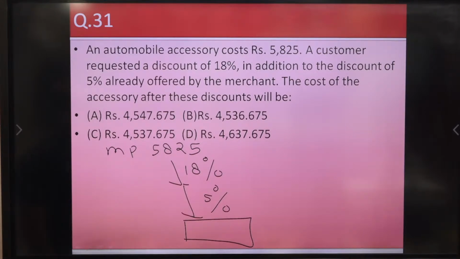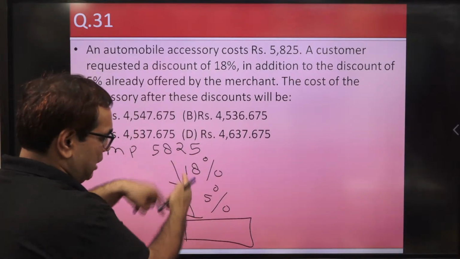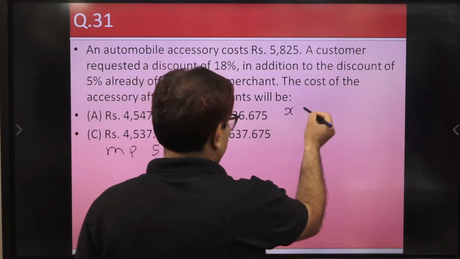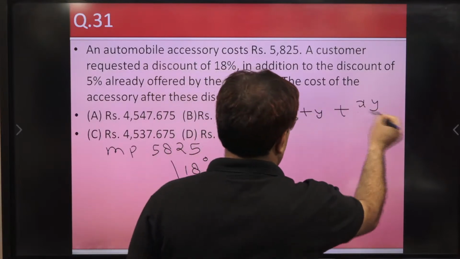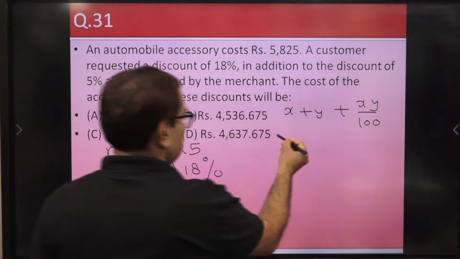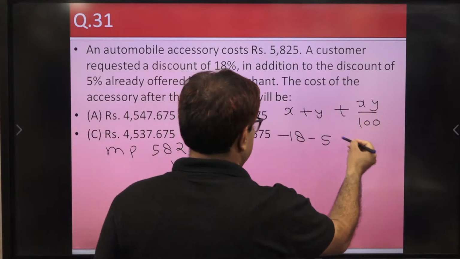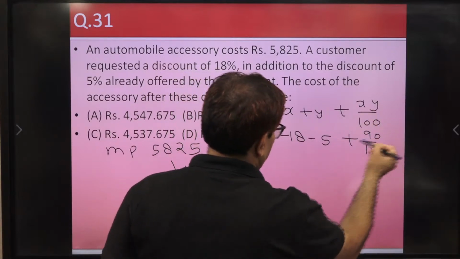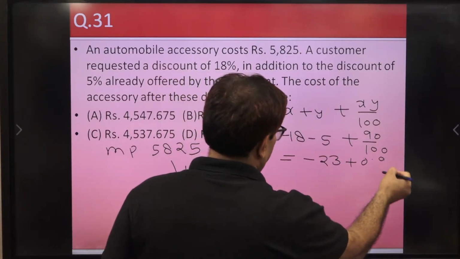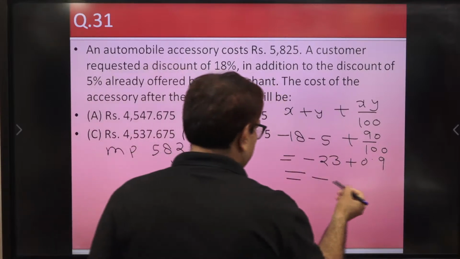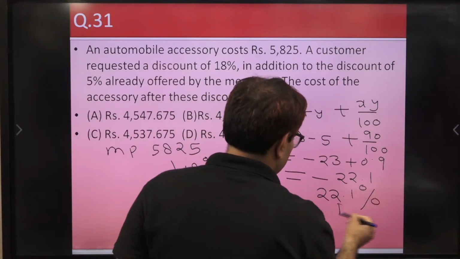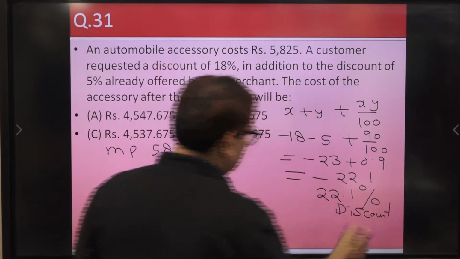So we can compute the single equivalent discount. What is that single equivalent discount? We use the formula x plus y plus xy upon 100. Since both are discounts, x is minus 18, y is minus 5. So minus 18 minus 5, and minus minus plus 90 upon 100. So it is equal to minus 23 plus 0.9, which is minus 22.1, or we can say 22.1% discount.